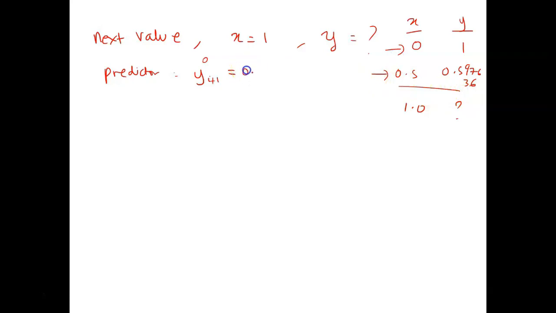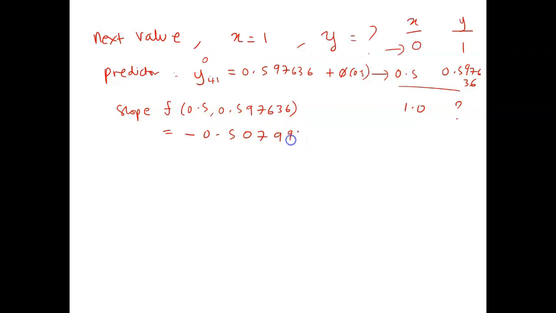So this is 0.597636 plus slope times 0.5. This is just a simple Euler equation. So the slope at this point is, substitute all these values into the formula just now. So you will get negative 0.5079906. That will be the slope.